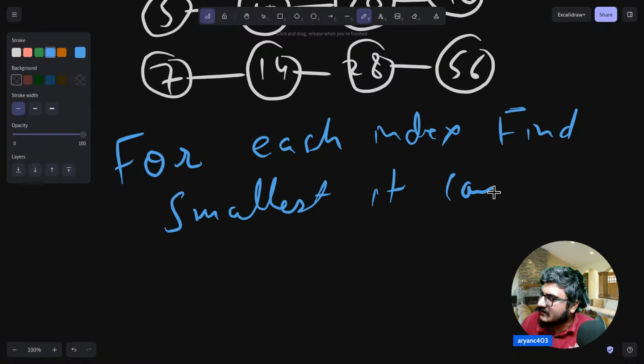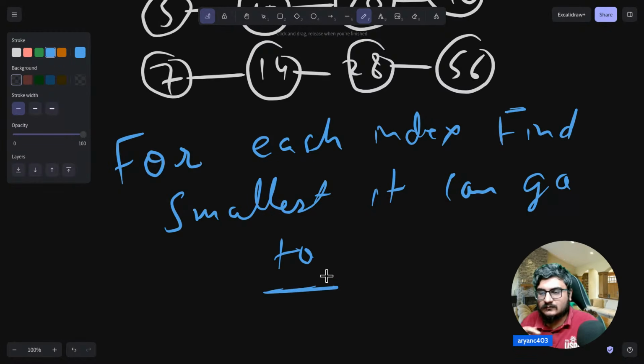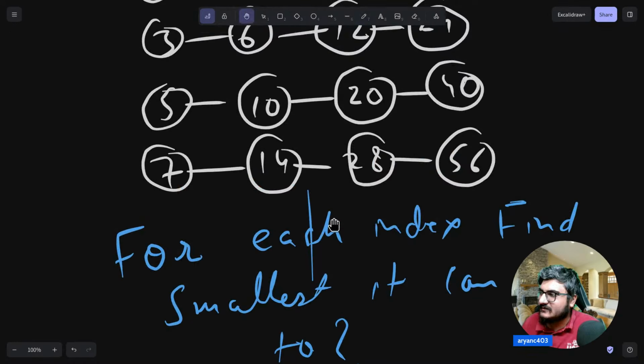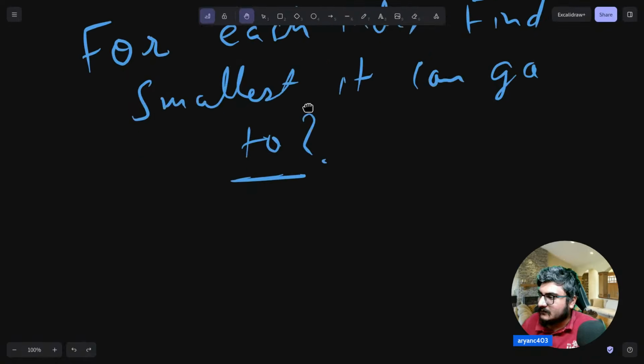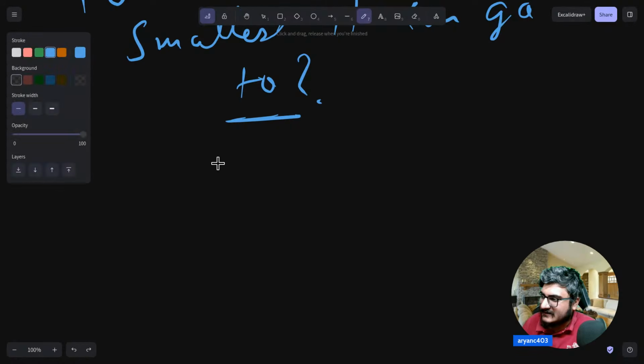It can go to. And this is where we are. For each element, find the smallest index it can go to. And you should notice that if an element is at I, and if you have AI, then both of them should belong to the same smallest index.